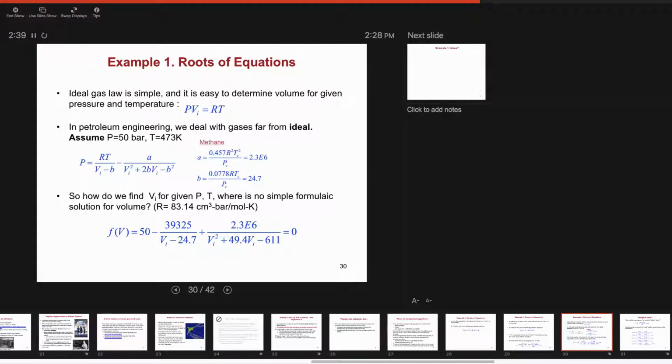Take a range of these volumes, compute what that function is, and plot it. And see whether I hit zero here. Does that work? That's called a graphical solution to this problem. Or I could make a guess, and then iterate from there. Either way, what would be a good guess? If I had to guess, it's actually on the slide somewhere.